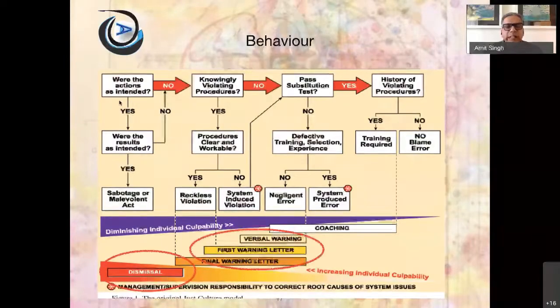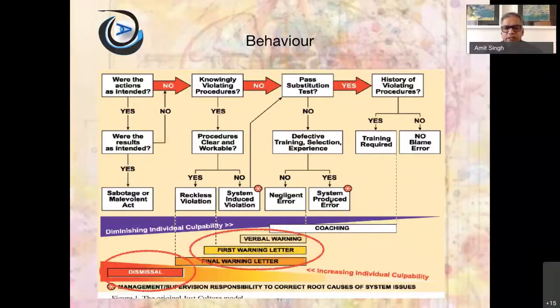So were the actions as intended? Yes. Were the results as intended? Sabotage or malevolent actions. So dismissal. But if you go towards the right, then they are not less and a lot of coaching is involved. So once both the stakeholders, the management and people online, are aware of such a process, then they know that the system is going to be fair.